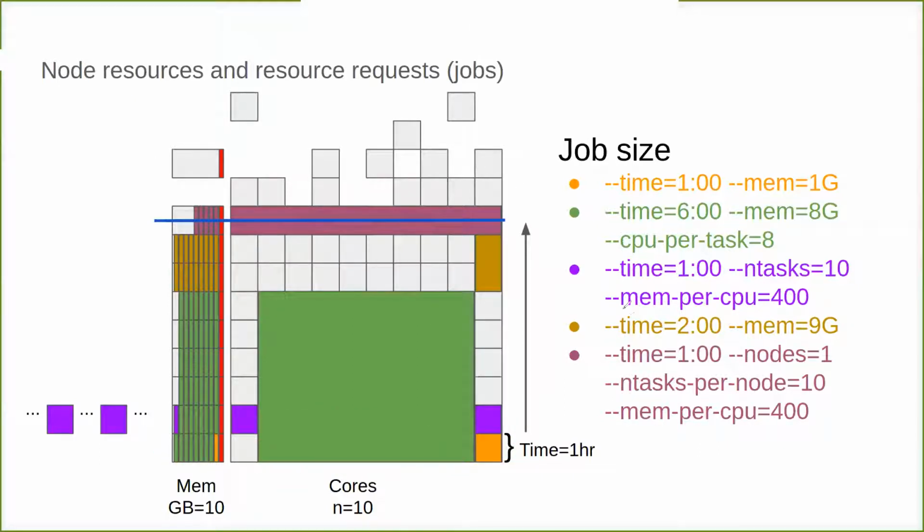So the next job that's submitted here is a single core job requesting 2 hours and 9 gigs of memory. Although at this time there is the single core available down here, because there's no memory available, this job cannot be scheduled until after the 8 gig job runs.